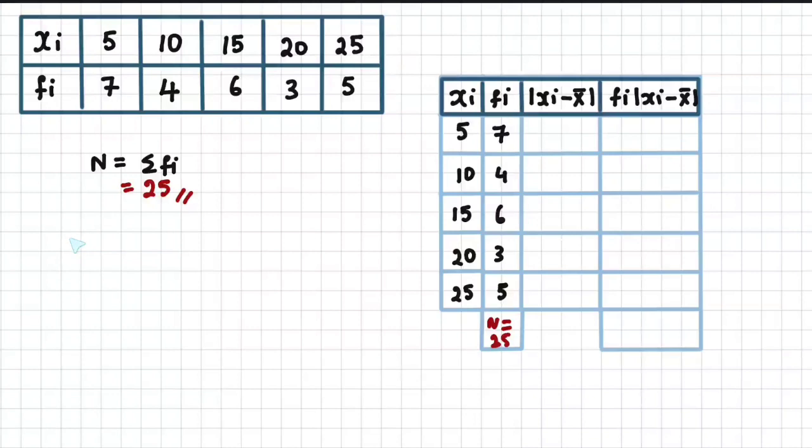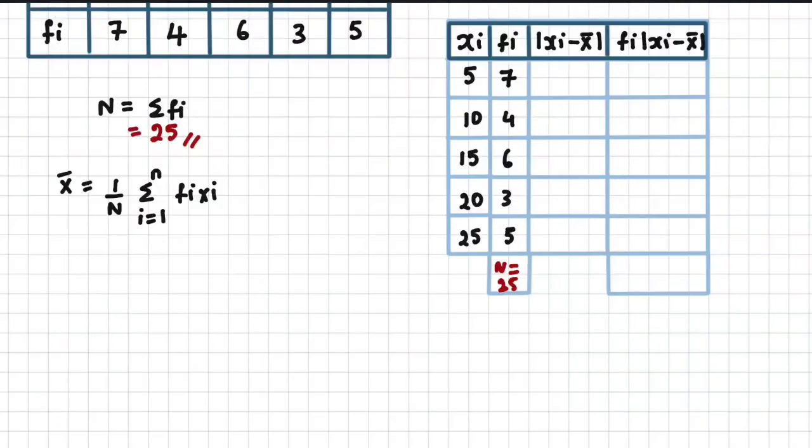Now we have to find the value of x bar. There is a formula for x bar: x bar is equal to 1 by n sigma, i equals 1 to n, fi into xi. We already have the n value, which is 25. So 1 by 25 sigma fi xi, which means you multiply xi into fi, and then divide by n.